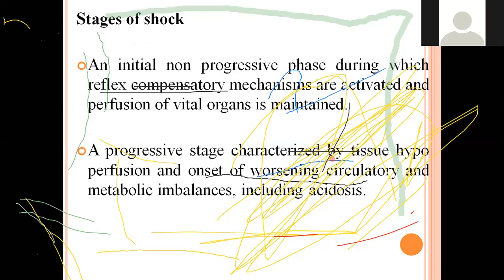So, stages of shock. First, an initial non-progressive phase during which reflex compensatory mechanisms are activated and perfusion of vital organs is maintained. There will still be blood supply to vital organs in the initial phase. Then the second one is the progressive stage, which is characterized by tissue hypoperfusion and onset of worsening circulatory and metabolic imbalances, including acidosis. At this stage, you begin to see metabolic acidosis and respiratory alkalosis.